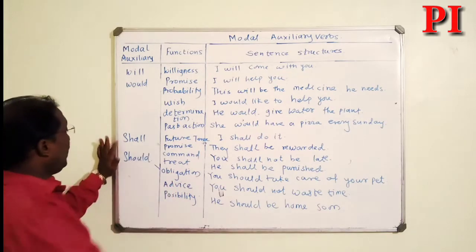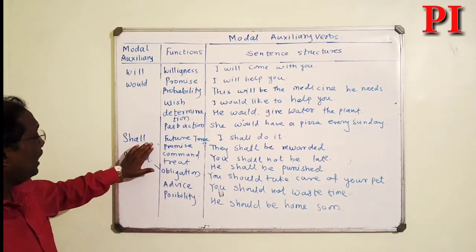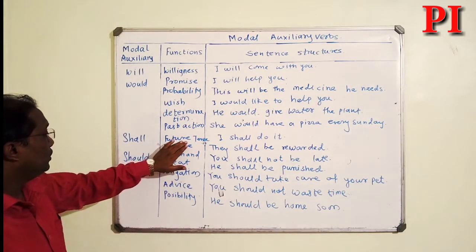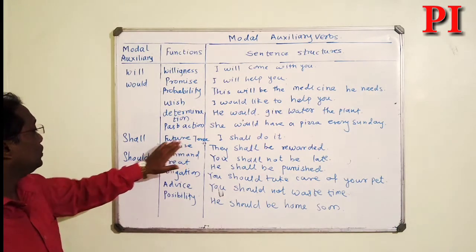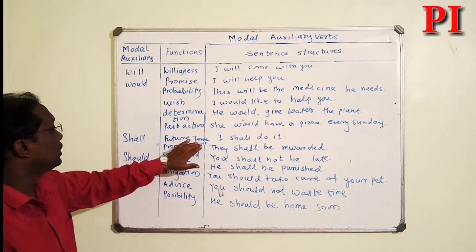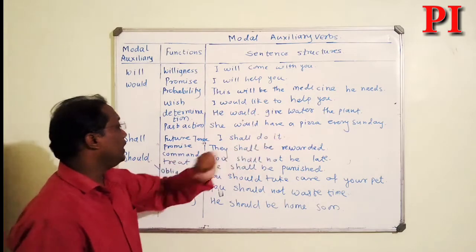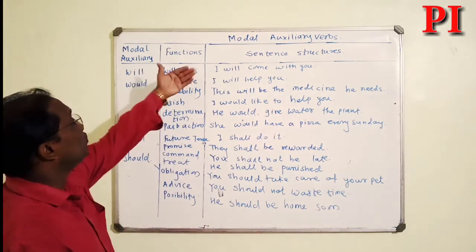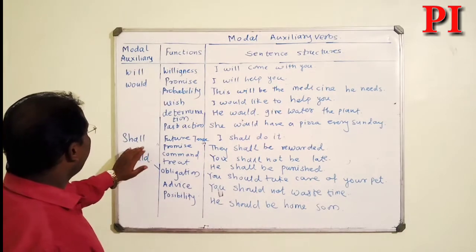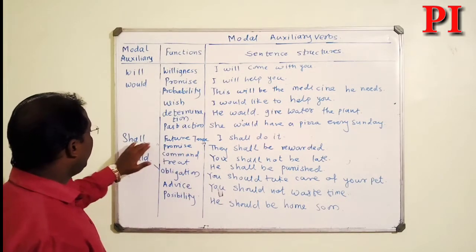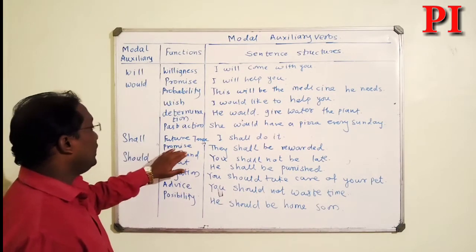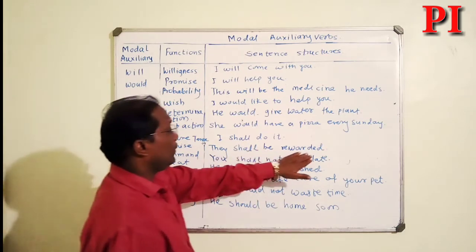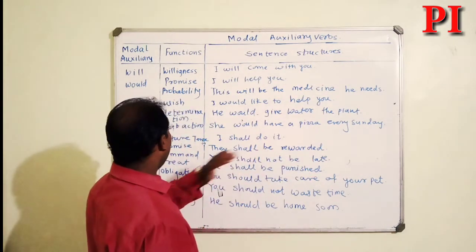Then shall and should. "Shall" is actually used for the future tense. I shall do it. As well as "will", also used as a future tense. Then promise: for that purpose, use "shall" here. They shall be rewarded.